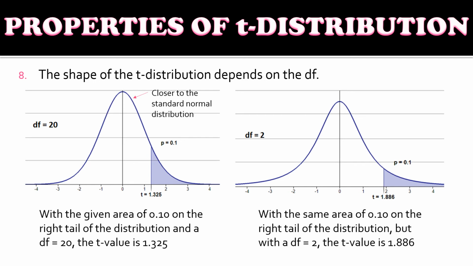The graph on the left is closer to the standard normal distribution because of its degrees of freedom. The graph on the right side is flatter and farther from the standard normal distribution. So the difference is in the degrees of freedom of the two graphs. Also, the tail on the right graph is thicker compared to the graph on the left, because as the degrees of freedom decrease, the tail becomes thicker.